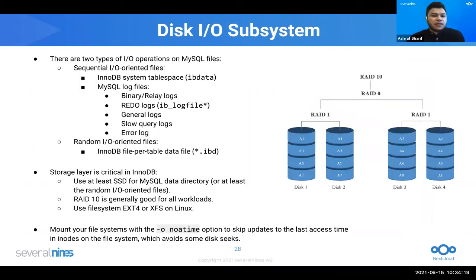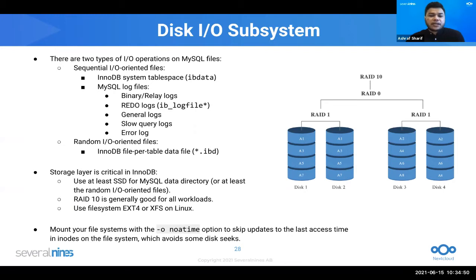There are two types of I/O operations on MySQL. We have sequential I/O-oriented files and also random I/O-oriented files. The storage layer is critical in InnoDB, mostly for write operations. So use at least SSD, enterprise-grade SSD for the MySQL data directory, or at least for the random I/O-oriented files. You can also offload all the sequential files to a slower disk, like a spindle disk.